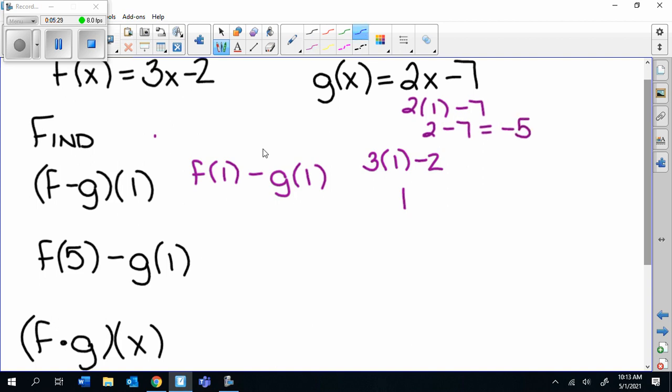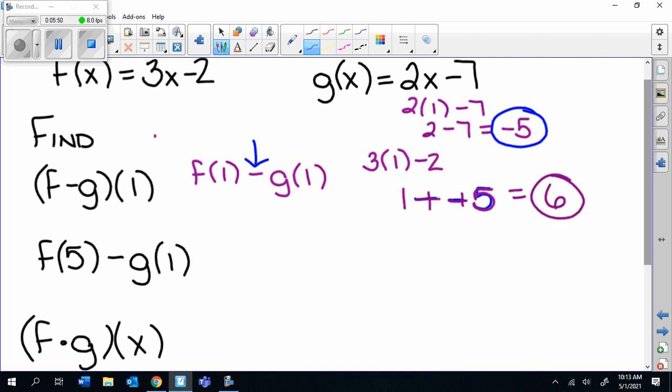I think the biggest place people might make an error is I'm subtracting. So I am taking this result, even though it's negative, and I'm still going to subtract it. Sorry to do a color change on you. I'm going to subtract it. When I subtract a negative, it's going to create a positive. So the answer to this one is 6.